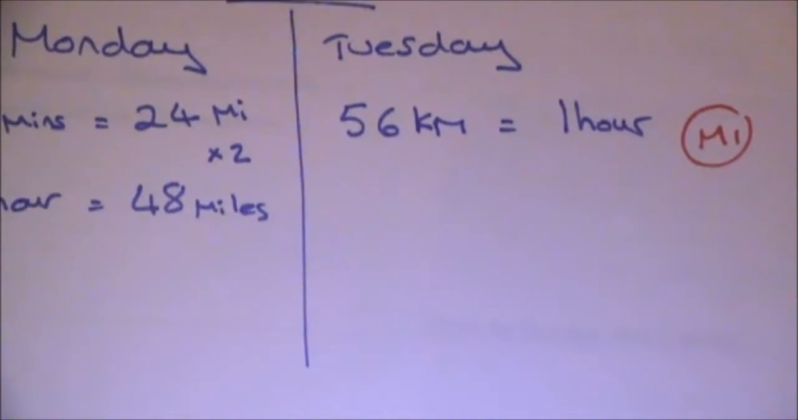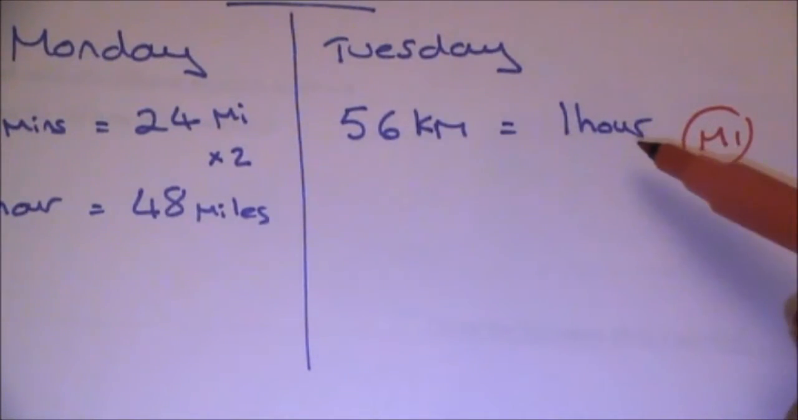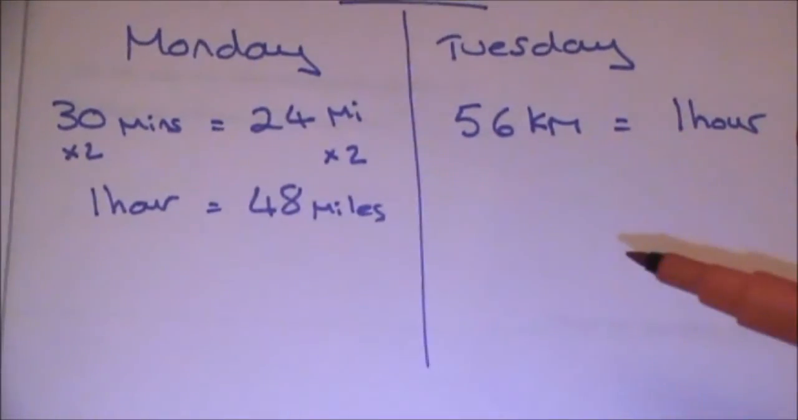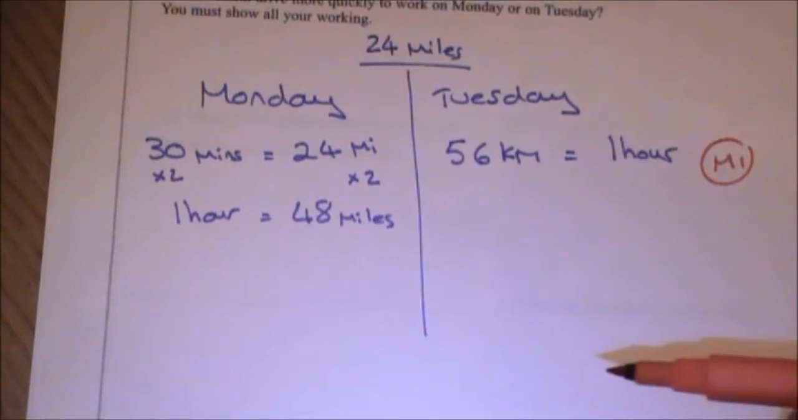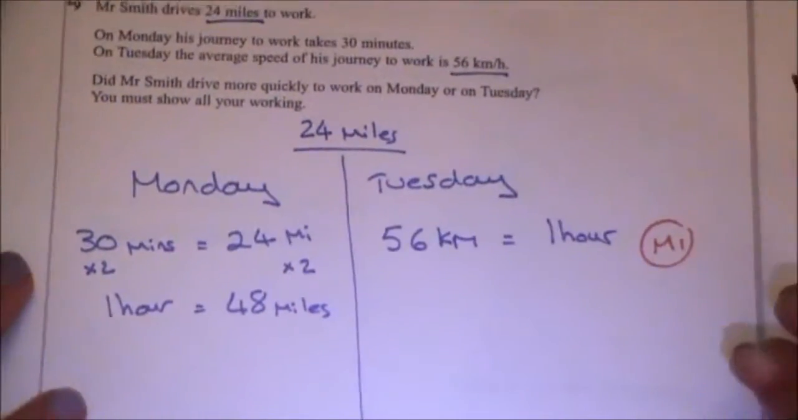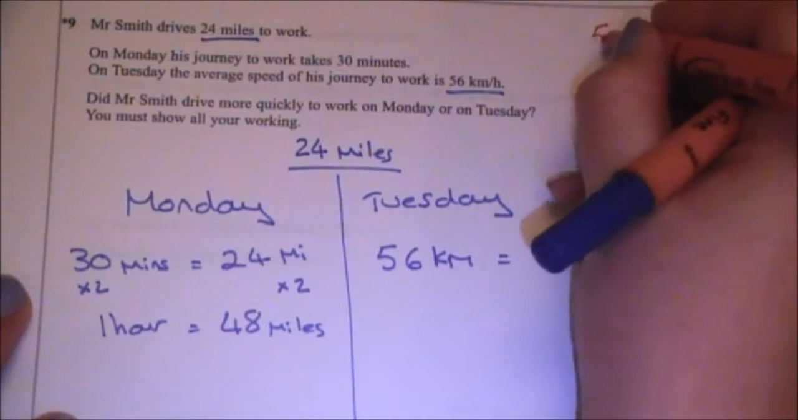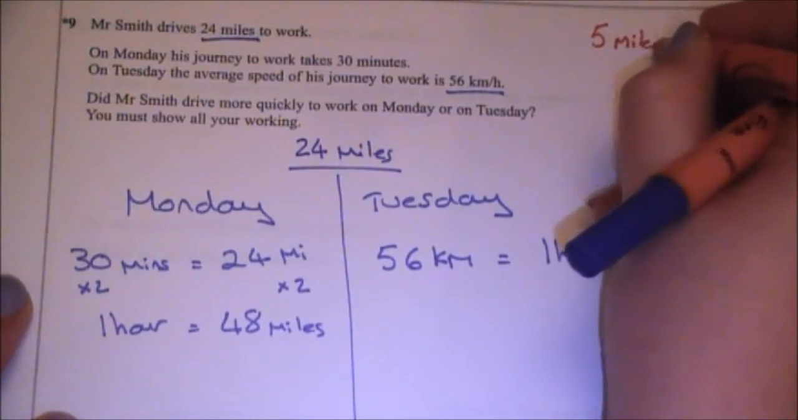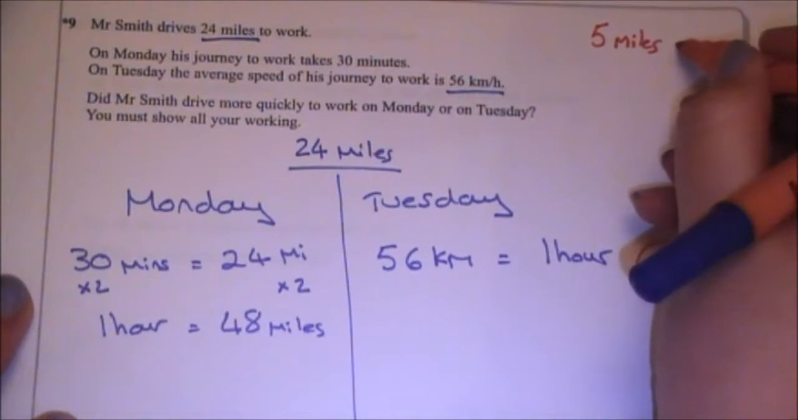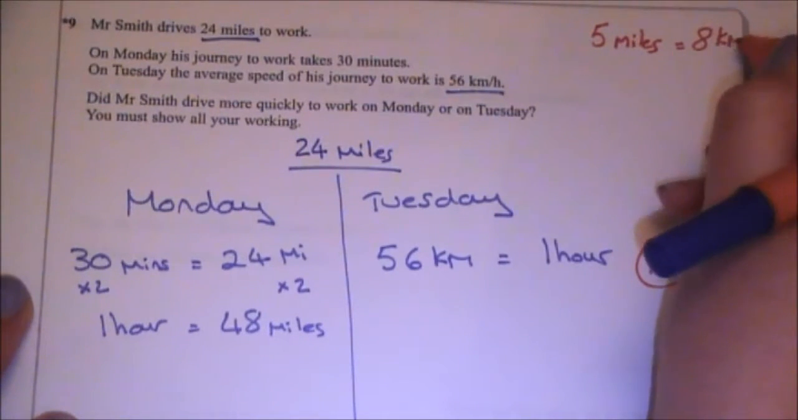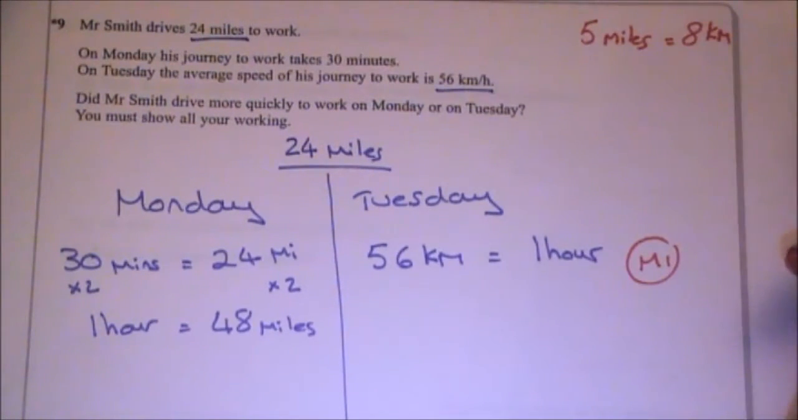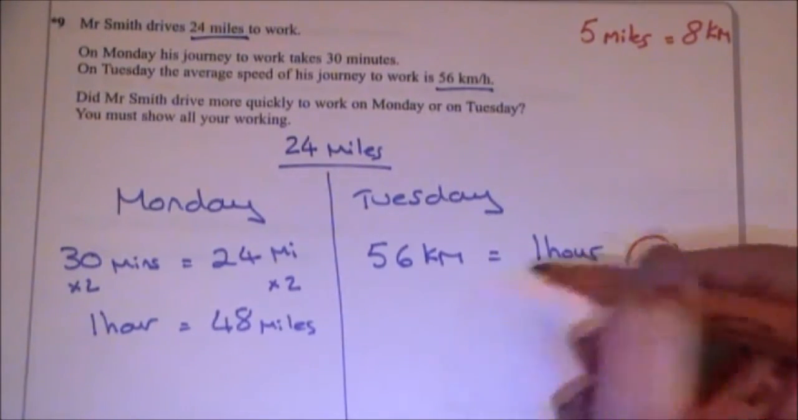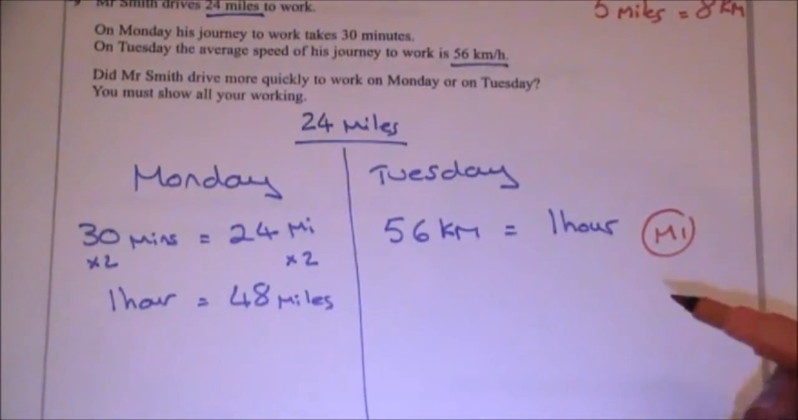Now I'm posed with a second problem, and that's the fact that this is 56 kilometers in an hour, and that's 48 miles in 1 hour. So I need to find a way of getting them both as either kilometers or as miles. Now, they don't give you the information for that. You're expected to realise that the conversion is 5 miles is equal to 8 kilometers. So that's the conversion key there. 5 miles is 8 kilometers. So you can then choose which one you wish to convert.